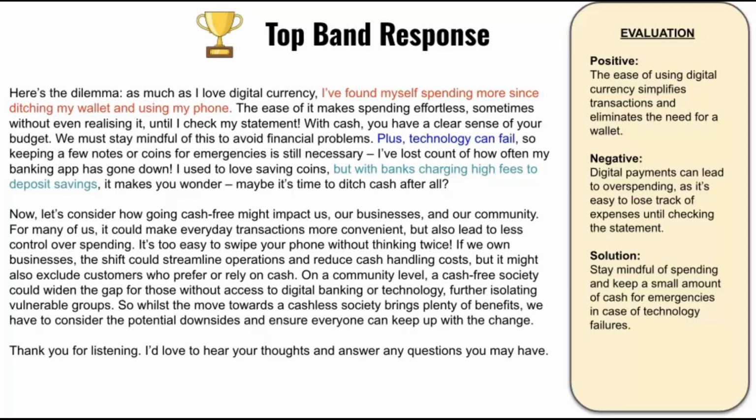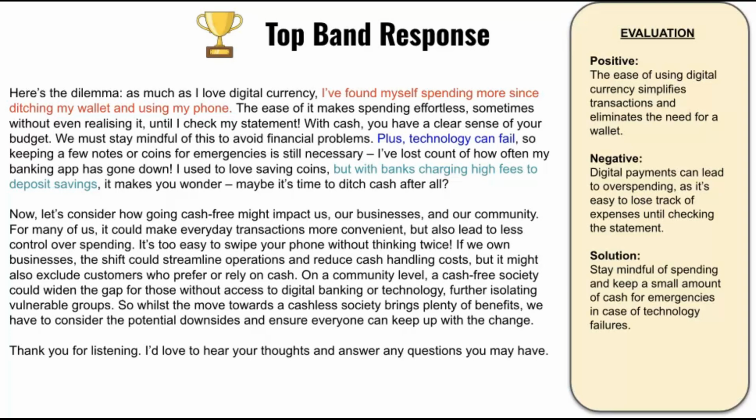The ease of it makes spending effortless, sometimes without even realizing it, until I check my statement. With cash, you have a clear sense of your budget. We must stay mindful of this to avoid financial problems. Plus, technology can fail, so keeping a few notes or coins for emergencies is still necessary. I've lost count of how many times my banking app has gone down. True story, actually. I used to love saving coins, but with banks charging high fees to deposit savings, it makes you wonder, maybe it's time to ditch cash after all. Now, let's consider how going cash-free might impact us, our businesses, and our community.